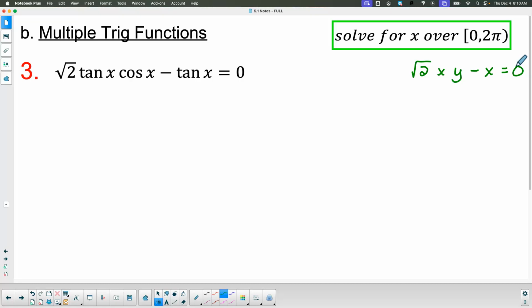If we think about it algebraically, and truthfully, I don't even care about the square root of 2 right now. Okay? We can just forget about that. We can just go xy minus x equals 0. What would we do? What tools do we have in our toolbox to solve that?